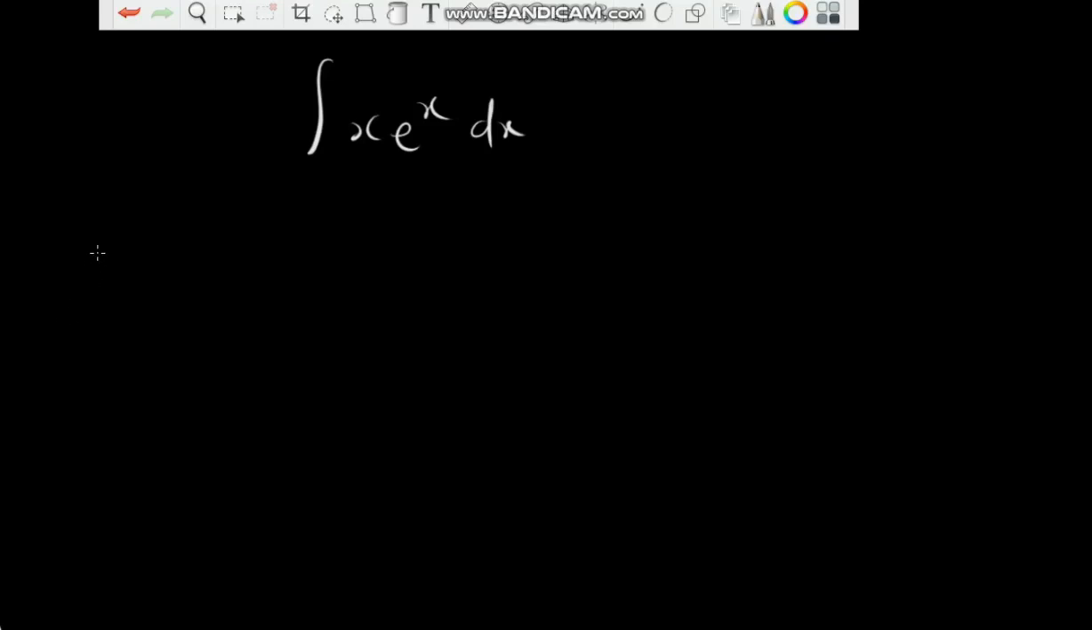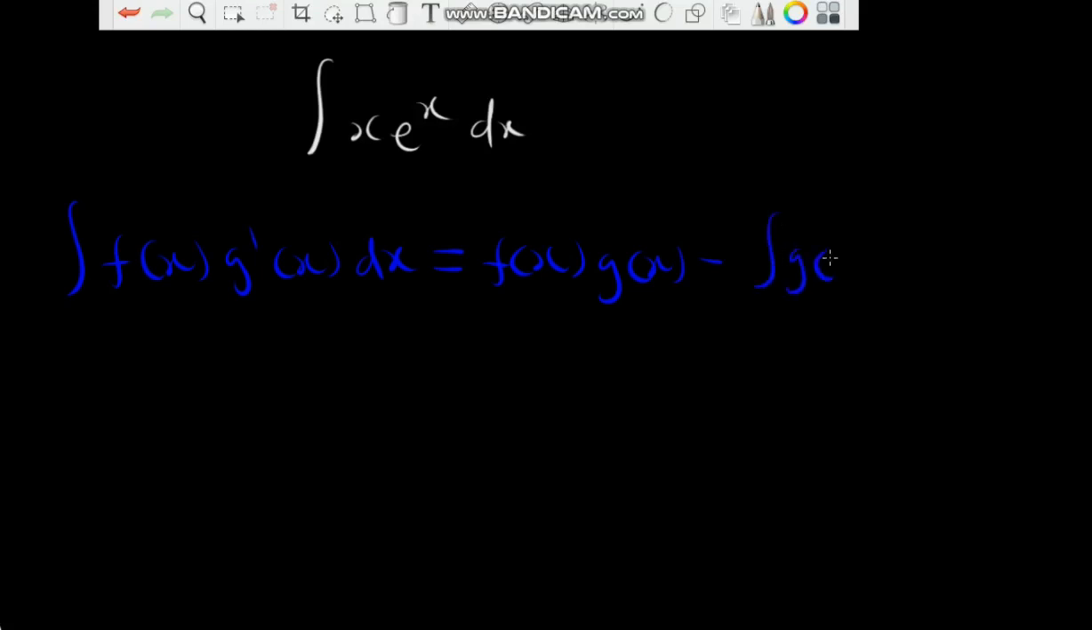Now let's look at this question also. I'll start by writing out the general formula. The general formula was the integral of f of x times g prime of x dx, which should be equal to f of x times g of x minus the integral of g of x times the first derivative of f of x dx.